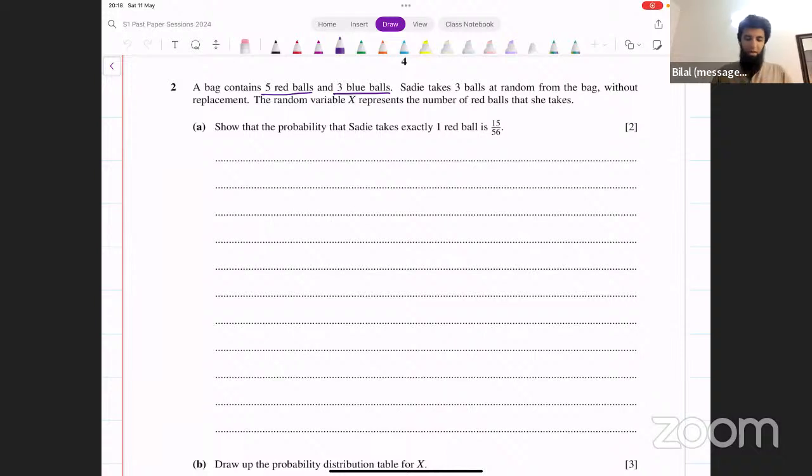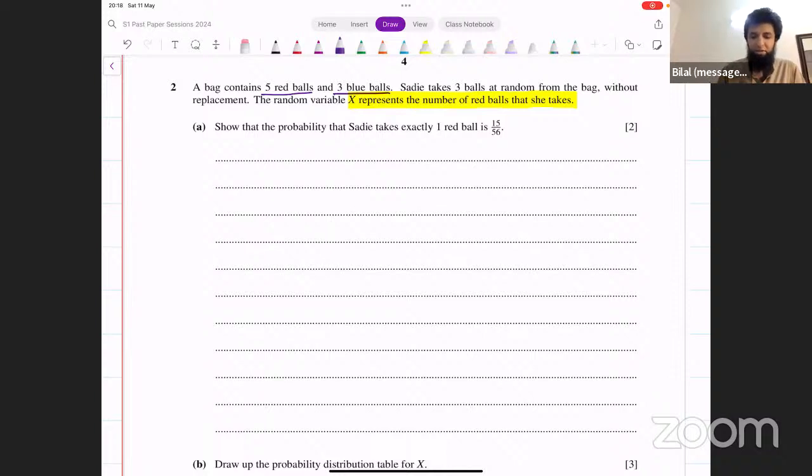Oh, good, thank you. Okay, so this person takes 3 balls at random from the bag without replacement. The random variable X represents the number of red balls that she takes. Show that the probability that she takes exactly 1 red ball is 15 out of 56. Okay. Now she's taking out 3 balls, right, at random. Now, what are the possible cases for her taking exactly 1 red ball?